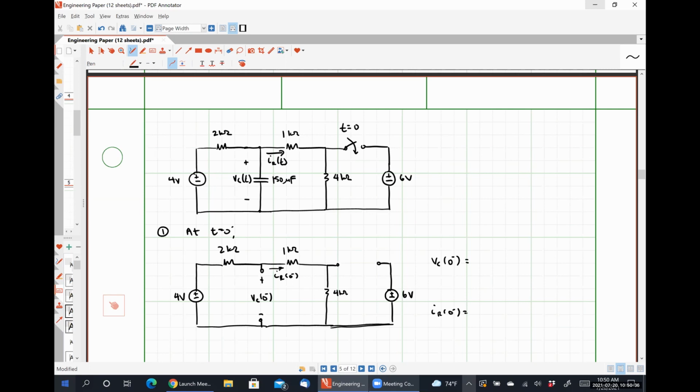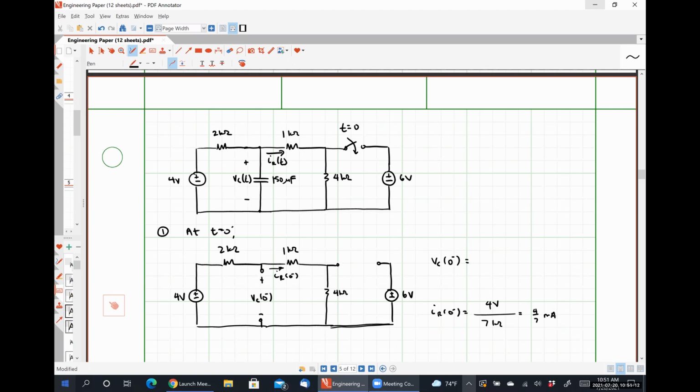To find IR, couldn't we just add the resistors together, because aren't they all in series, because that open circuit makes it to where that 6 volt doesn't really matter. Exactly right. So the suggestion here is that we would take 4 volts and divide it by 2 plus 1 plus 4, looks like 7 kiloohms, which will give us 4/7 of a milliamp. That's absolutely correct. So what is our capacitor voltage going to be?